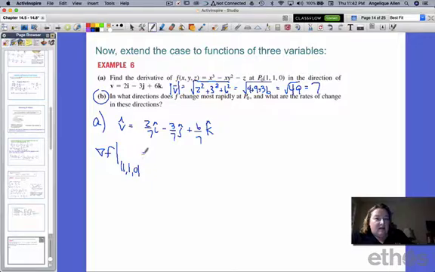So let's do that. So the partial of this function with respect to x is going to be 3x squared minus y squared, and that doesn't have an x in it, so it's a constant. So there's our i. So that's the i component, and I'll worry about plugging these in at the end. The j component would be the partial derivative of our function with respect to y.